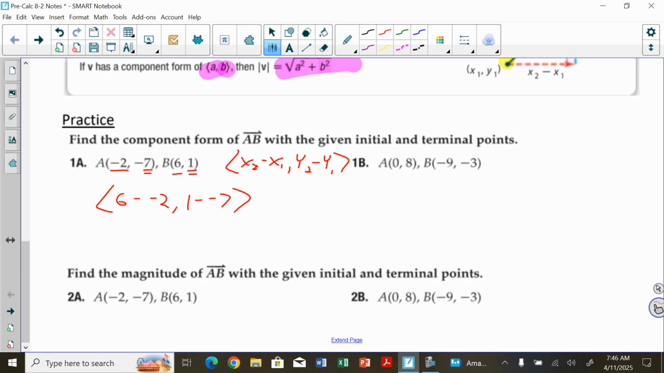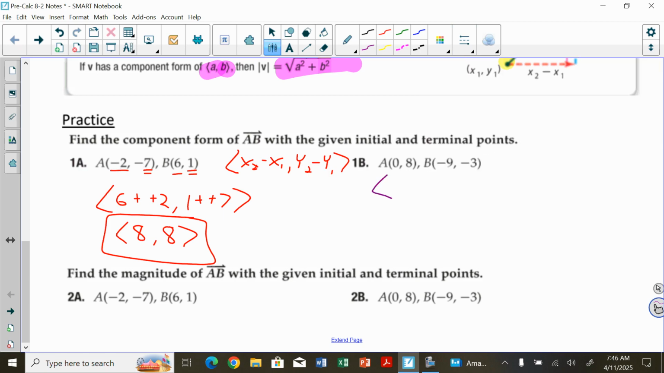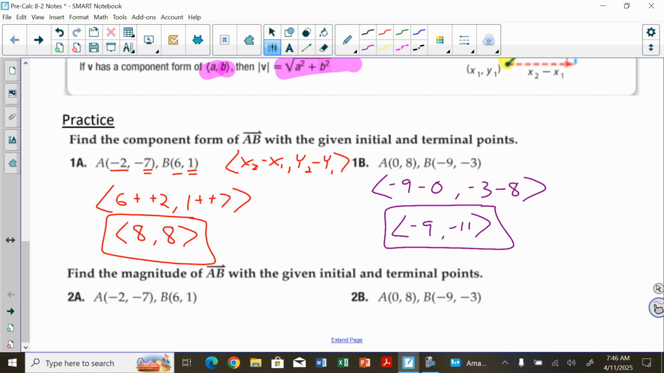So we can do the math here. That makes 8. This makes also 8. So our vector in component form would be 8, comma 8. Okay. All right. Same thing over here. When we take our x2, it's -9 minus 0, comma -3 minus 8. And away we go. We can see that it's -9, -11. Just be careful with your negatives, just like we did back in algebra.